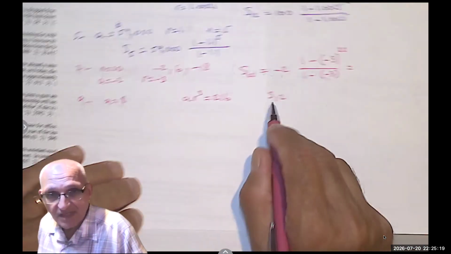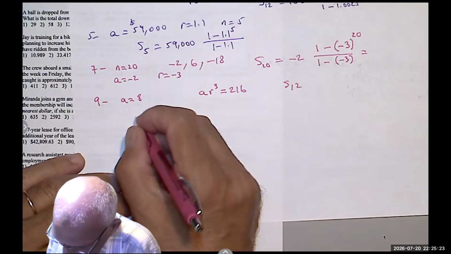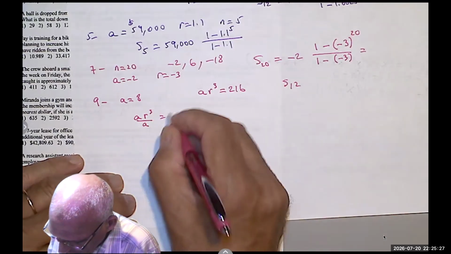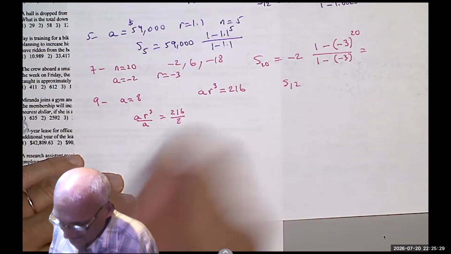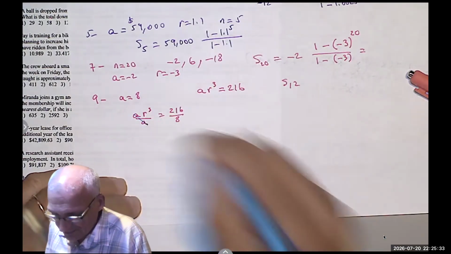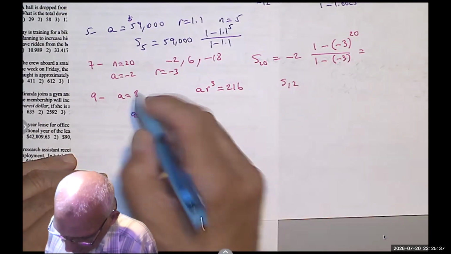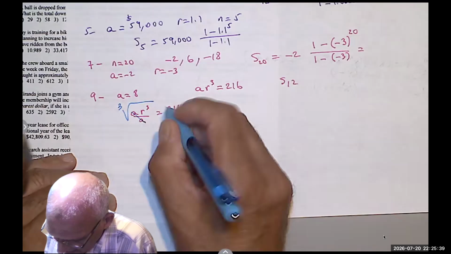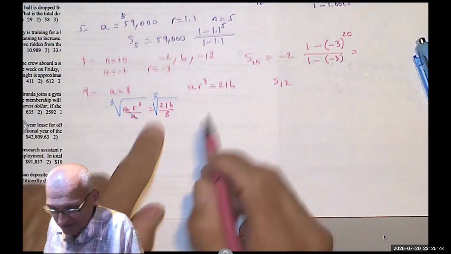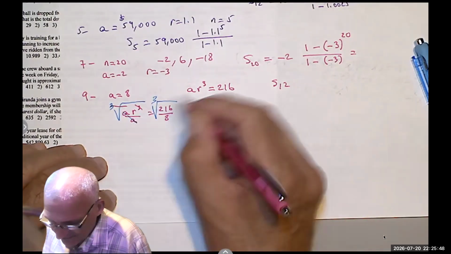N is 12. So first of all, we need to find R. I know that AR cubed over A equals 216 over 8. This guy is R cubed. And then I'm going to take the cube root of both sides. Notice I don't say plus or minus because the cube root follows the sign. If this is positive, you get positive. If this is negative, you get negative.